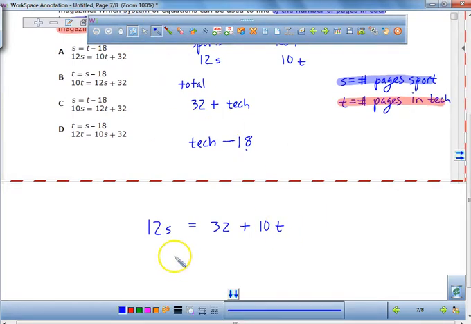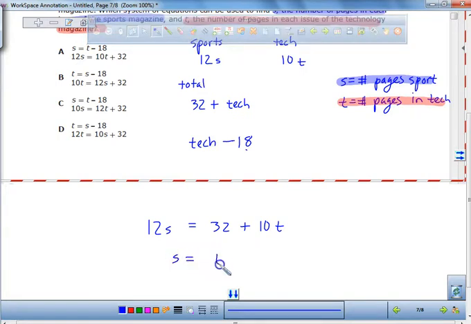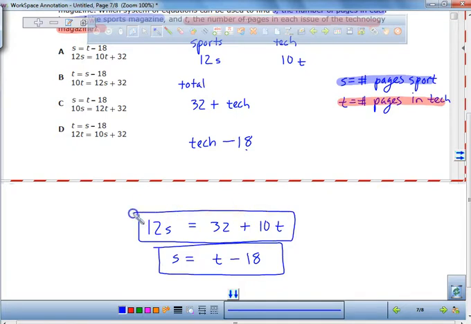So the sports magazine, right? The sports magazine is whatever the technology magazine is. What are we going to take away? We're going to take away 18 fewer pages. Okay? So this is a system of equations that you could use to solve for. So we're looking for s equals t minus 18. And we're looking for something that says 12s equals 32 plus 10t.